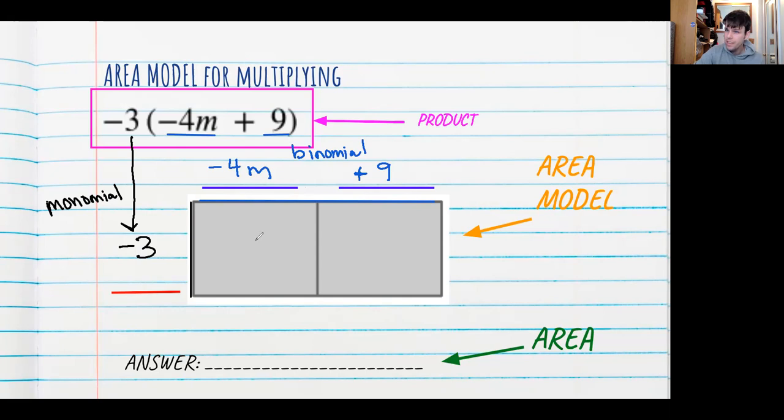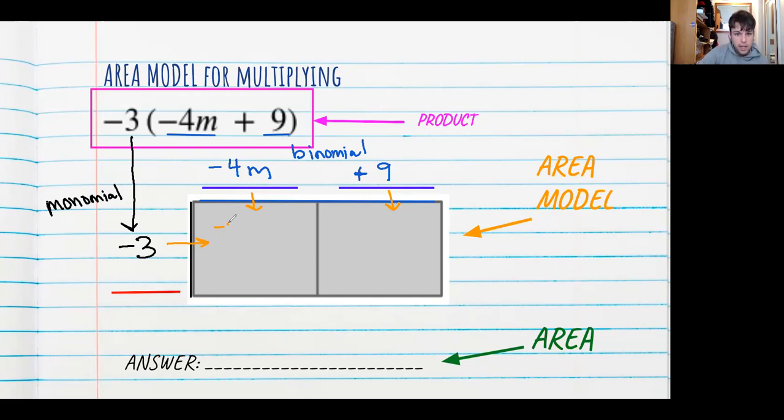And now I need to start filling in my box. This is my area model. Again, I'm using this phrasing: this is the area model. It's just a way for us to organize what things are supposed to be multiplied together. So I'm going to be multiplying -3 times -4m in this first box. And in the second box, I'm going to be multiplying -3 times 9. It's the same thing that I did when I distributed that -3 to each term. It just organizes a little better.